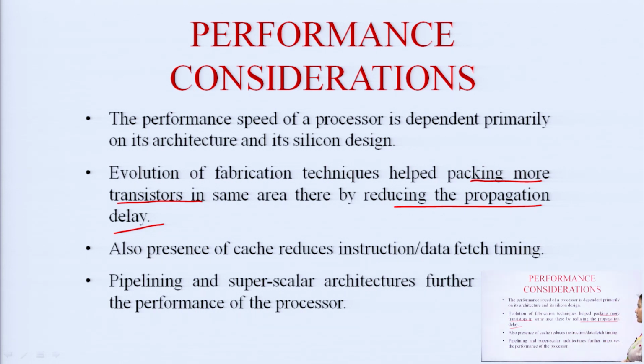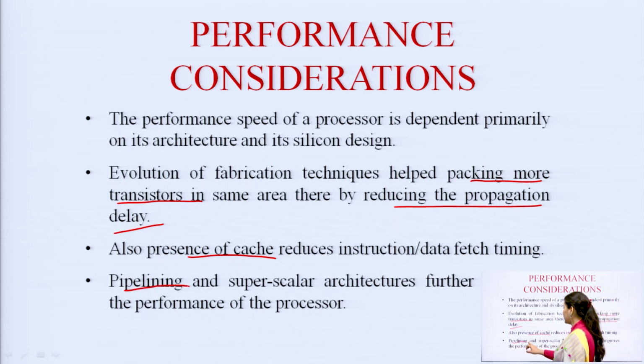Also, presence of cache. This is another important factor. The presence of cache reduces instruction and data fetch timing. What is cache? Cache is the memory which temporarily stores the data and the code and which speeds up the processing. So, the cache memory plays an important role in any application.